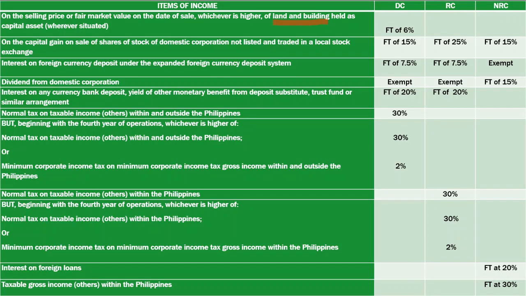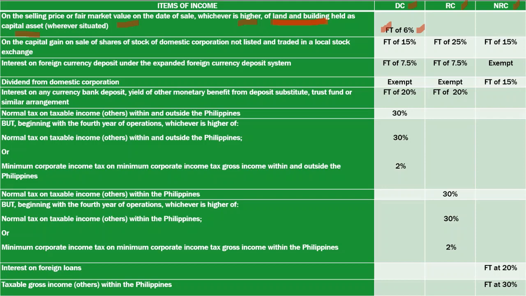In the case of corporation, here is a summary of income subject to tax. So, DC is a domestic corporation, RC is a resident corporation, and NRC is non-resident corporation. FT here is final tax. So, the case of sale of land and building held as capital asset, the basis of the 6% tax is on the selling price or the fair market value on the date of sale. Take note, whichever is higher.